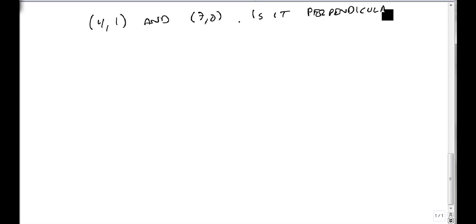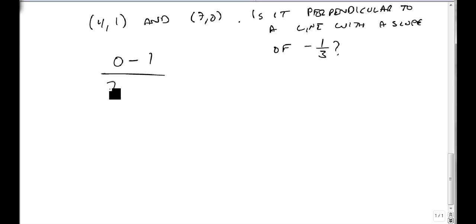Okay. What about a line going through (4, 1) and (7, 0), and is it perpendicular to a line with a slope of negative 1/3? So again, we calculate our slope. 0 minus 1 over 7 minus 4 is minus 1 over 3. So is minus 1 over 3 perpendicular to minus 1 over 3? So we multiply it. We get positive 1/9.